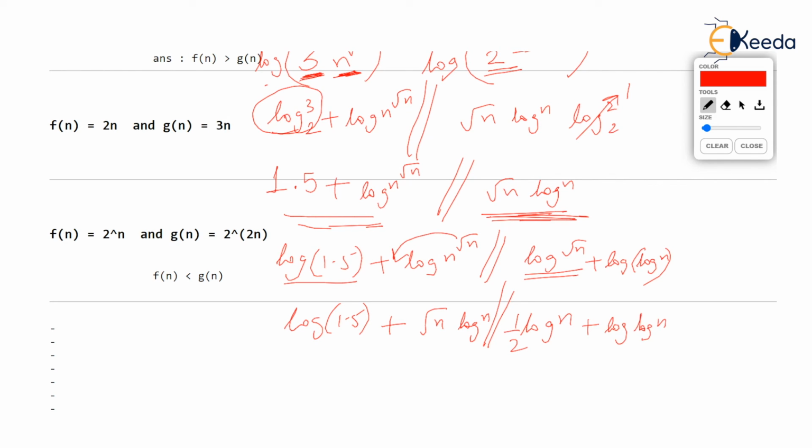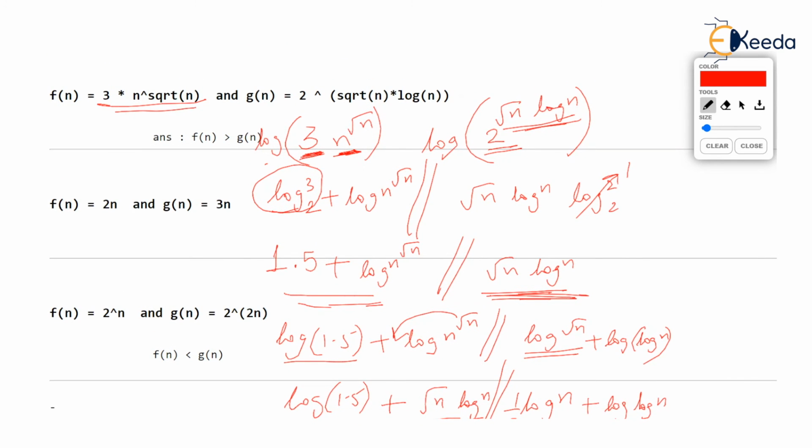Now it becomes quite easy to compare these two functions, isn't it? Now on the left hand side, we have got root n log n, and on the right hand side, we have got half log n, isn't it? Half into log n, but this is root n into log n. Tell me which one will be higher over here? Just check yourselves. Which one will be higher?